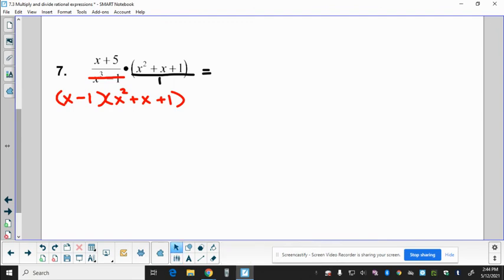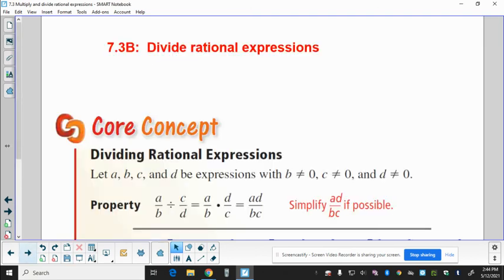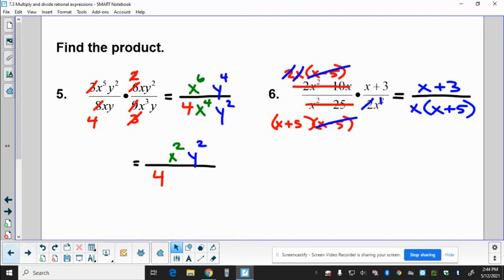So let's see what we've got going on here. All right, so I can see numerator and denominator cancel. So what we're left with is x plus 5 in the numerator and x minus 1 in the denominator. Okay, there we go. That's today's lesson.